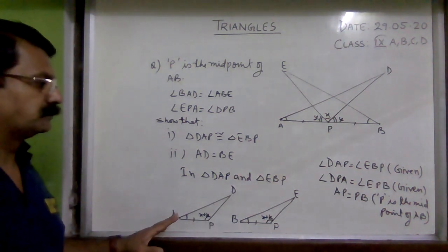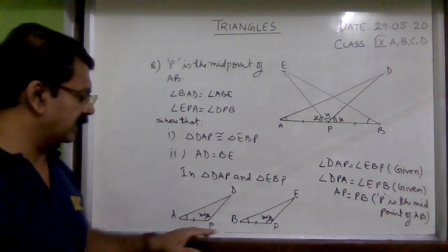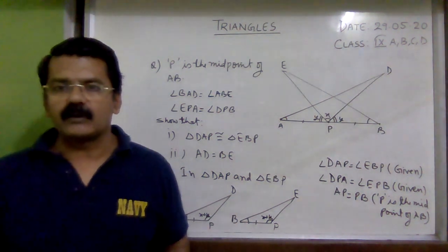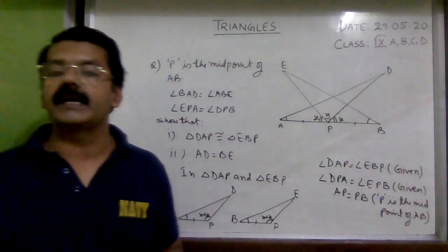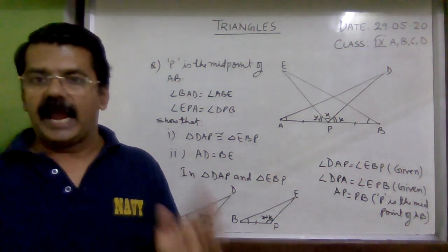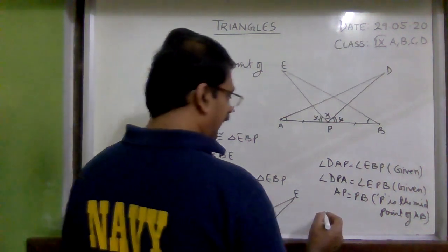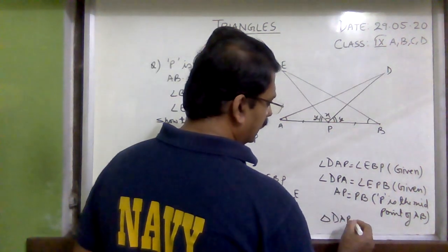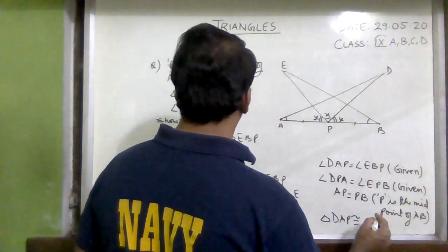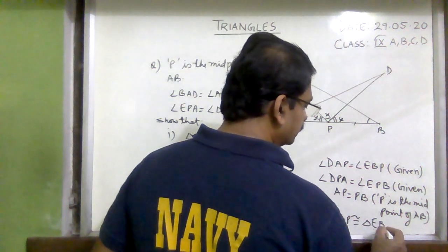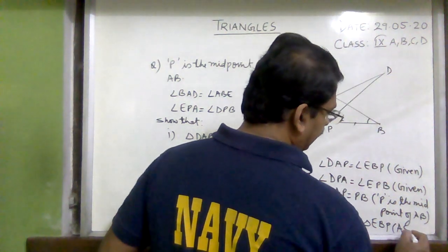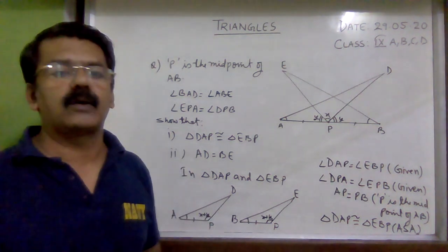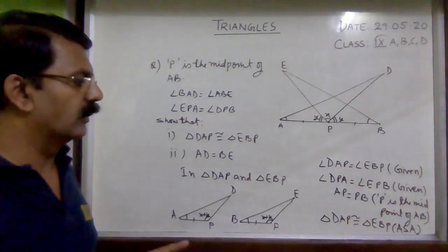Now you see in these two triangles, one side equal and two angles equal. So it is ASA congruency. The two triangles are congruent by the criteria ASA, angle side angle. So we can write triangle DAP is congruent to triangle EBP, and the criteria will be ASA.